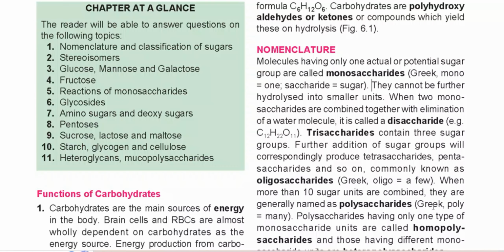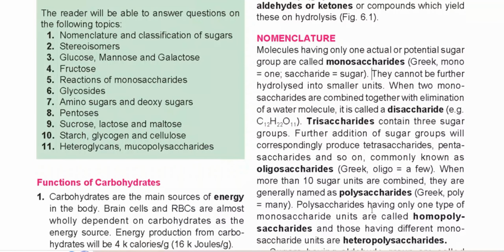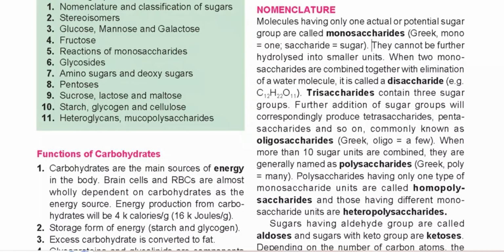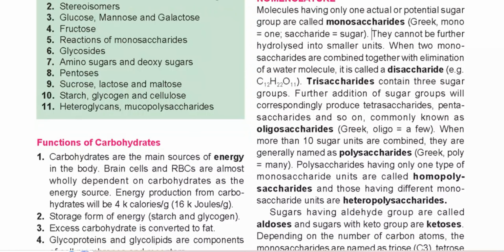But one thing, there are two types of polysaccharides commonly seen. Number one, the polysaccharides having only one type of monosaccharide are called the homopolysaccharides, and those having different monosaccharides are called the heteropolysaccharides. So in this way, we can classify the polysaccharides into two types. Now, sugars having aldehyde groups are called the aldo sugar or aldose, and sugars with the keto group are called the keto sugar or ketose.